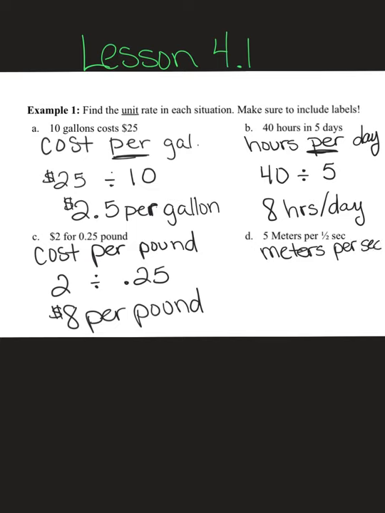This might be one of those that you can just think about and conclude your answer here without doing any math, but nevertheless, we're going to follow the same process, writing it out in word form and then substituting our information. So we've got 5 for the number of meters divided by the number of seconds, which is 1/2. So 5 divided by 1/2, which is the equivalent of 5 times 2, so 10. And again, our label here is meters per second.